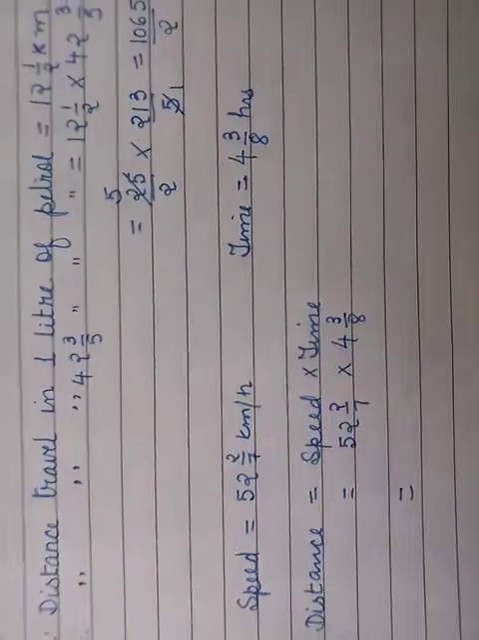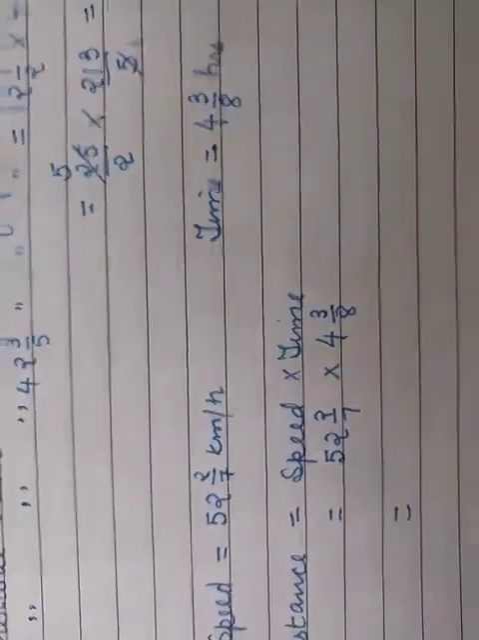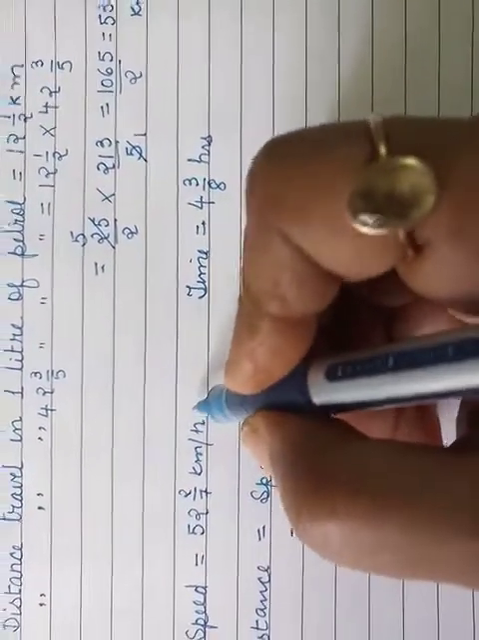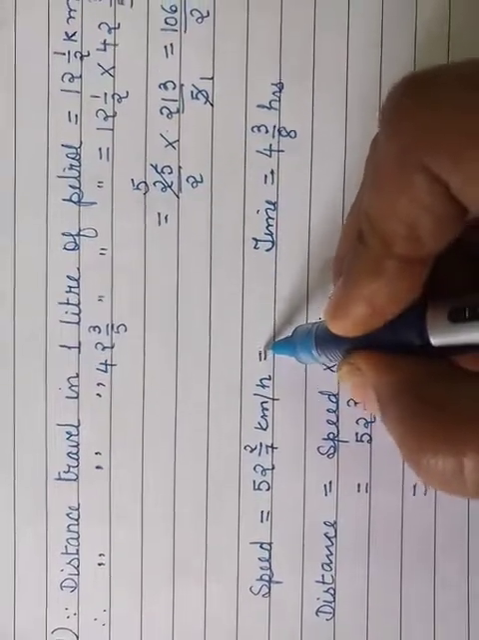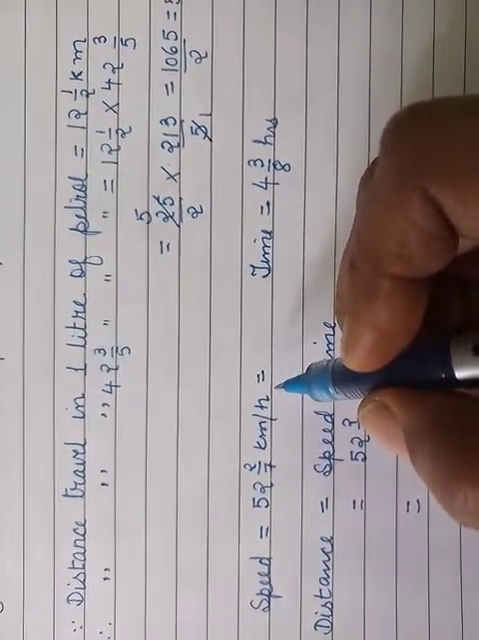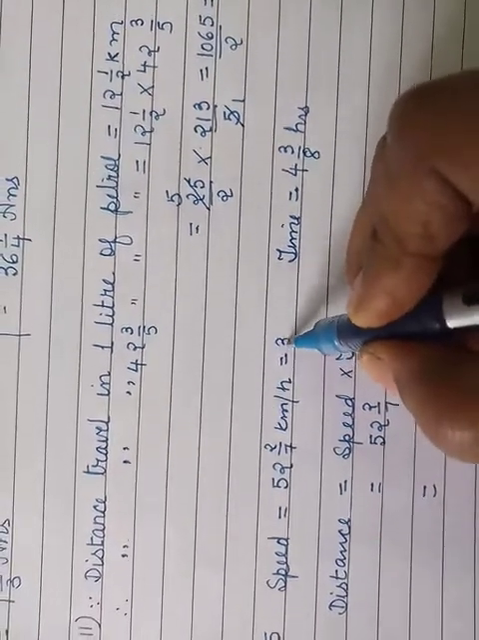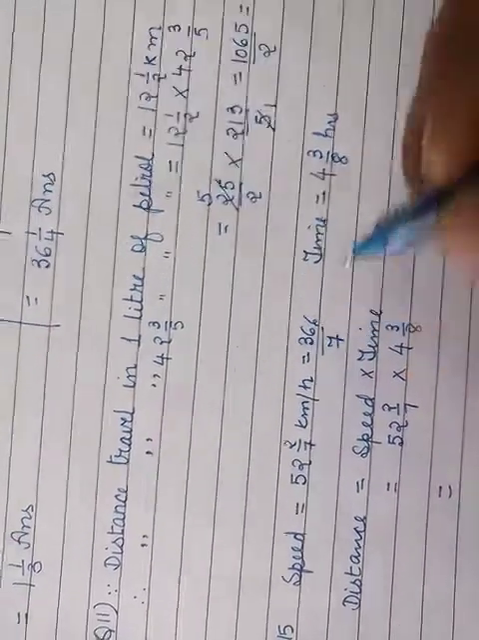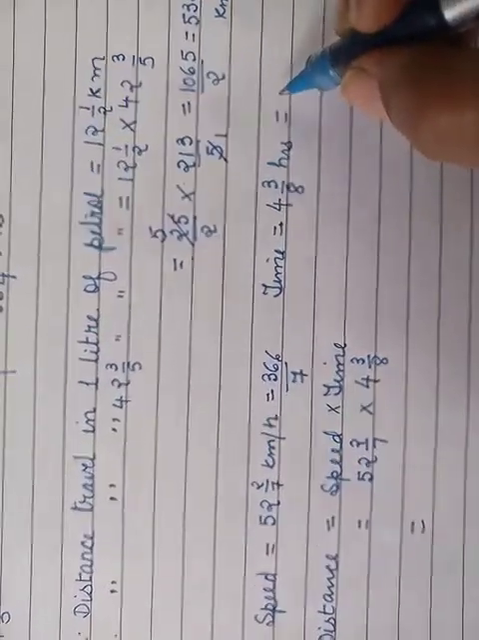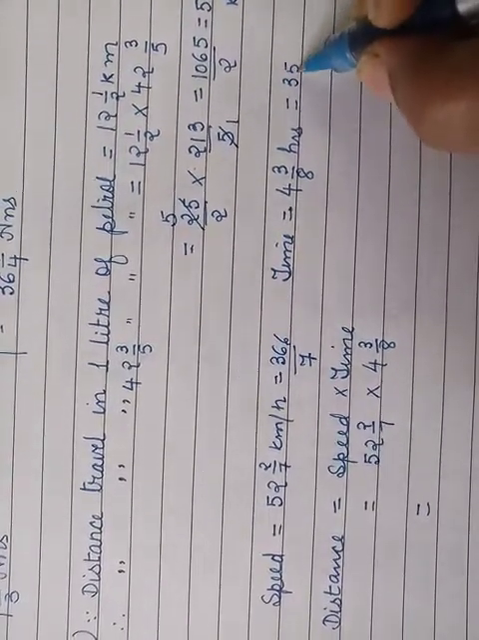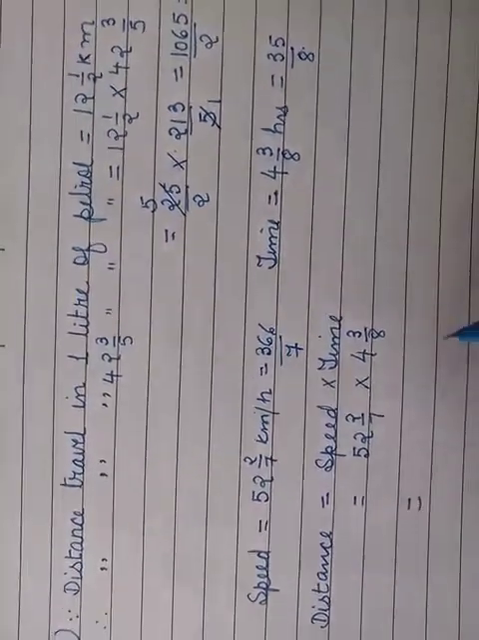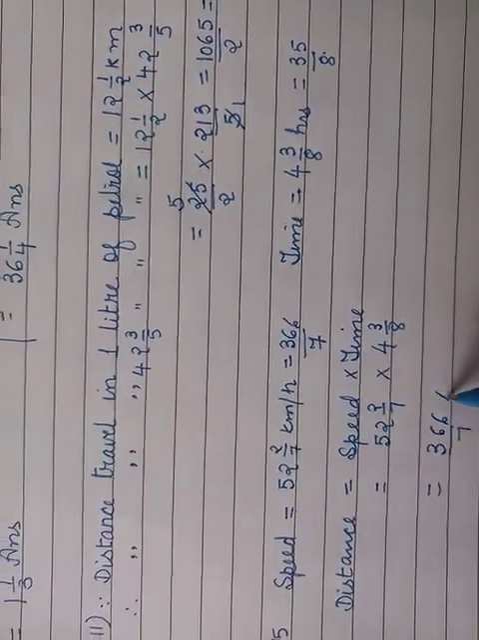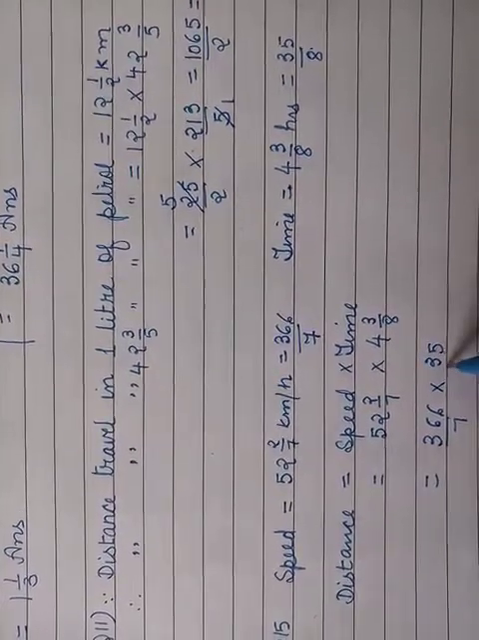You can convert the mixed fractions before you write the value of speed and time. You can convert above only. When you multiply 52 into 7, it will give you 364. Plus 2, that is 366 by 7. Similarly, you can convert this also. 8 4s are 32 and 3 is 35 by 8. So I write 366 by 7 into 35 by 8.